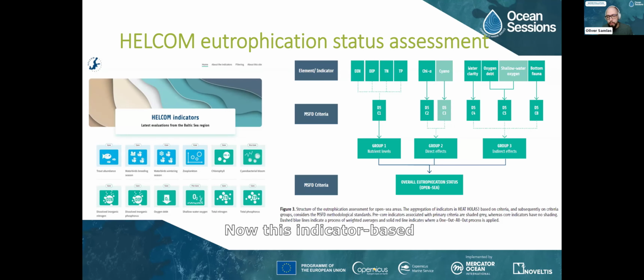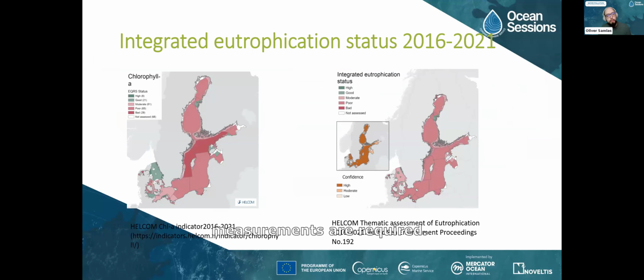Now, this indicator-based assessment system evaluates the environmental status based on 3 classes, which are the nutrient levels, where you have your nitrogen and phosphate; then the direct effects, which are chlorophyll A and cyanobacterial bloom index; and finally the indirect effects, which are water clarity, oxygen debt, shallow water oxygen, and bottom fauna. And to ensure high confidence of these assessments and to minimize the potential influence of natural variability, long-term and systematic measurements are required.